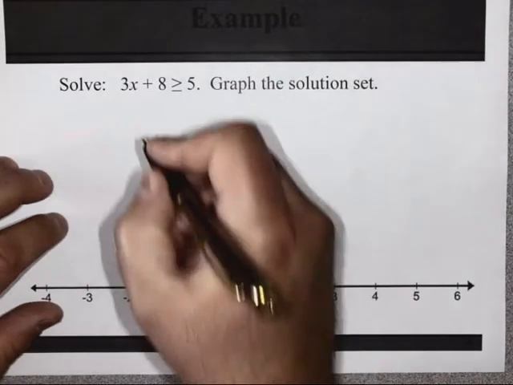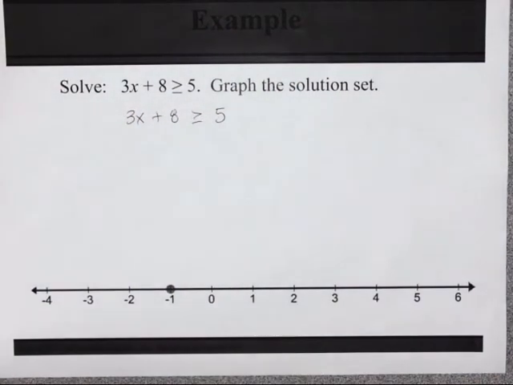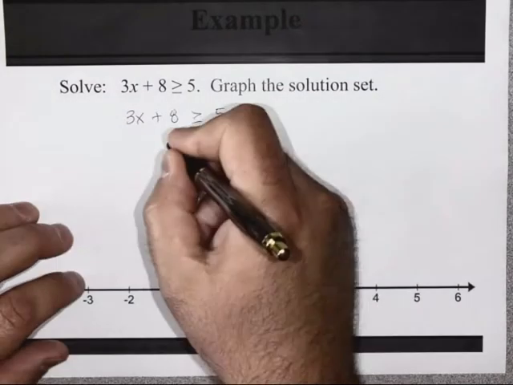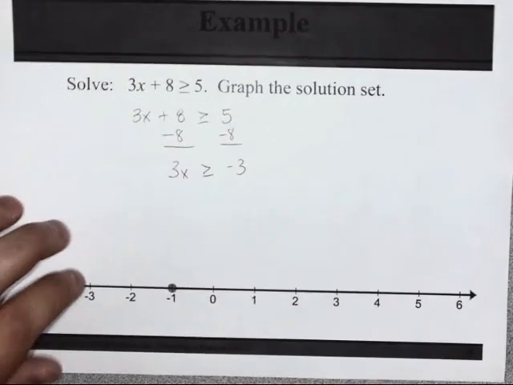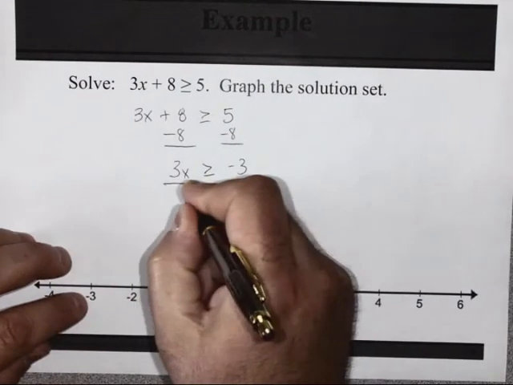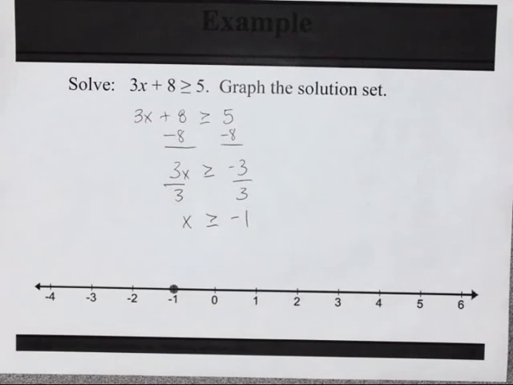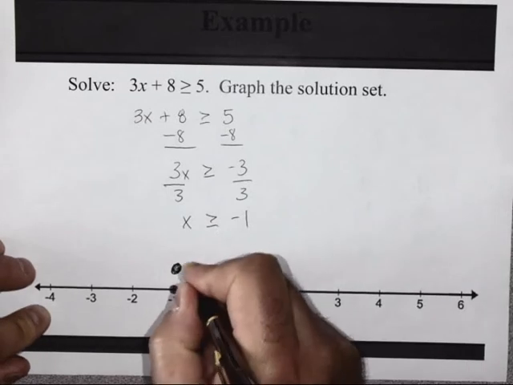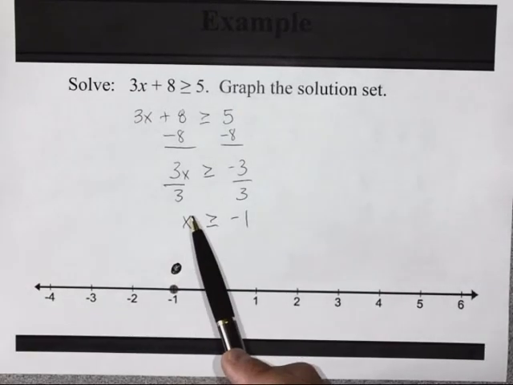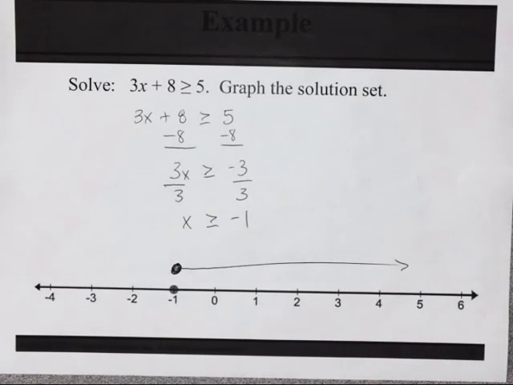3x plus 8 is greater than or equal to 5. If that was an equal sign, we want to solve it the same way, so we would use our adding, subtracting inverses. Divide. In this case, I'm dividing by a positive 3, so the inequality does not change. It stays the same. Then if I wanted to graph this, I'd find negative 1, closed dot, since it's greater than or equal to. Since I've got my inequality written with the variable on the left, it points the direction that I need to shade, which would be to the right.